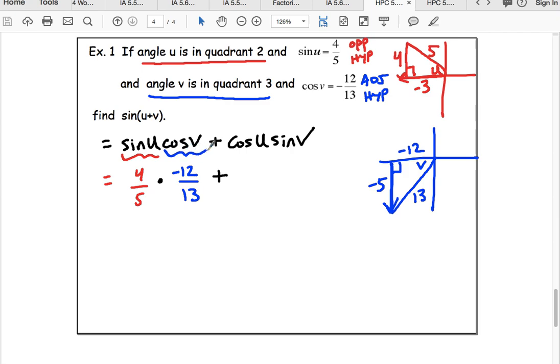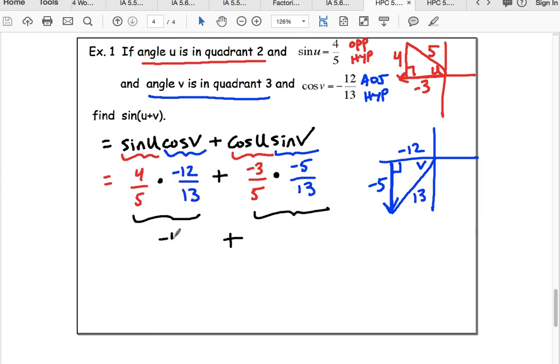Okay, and I want to color code that. Now we're going back to cosine of u. Cosine is adjacent over hypotenuse, so that'll be -3/5 times sine of v. Sine is opposite over hypotenuse, so that'll be -5/13. Okay, now just remember your order of operations to multiply before we add.